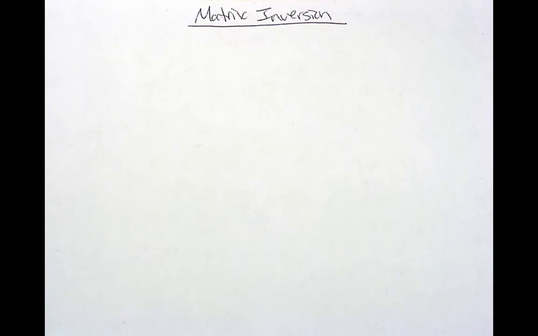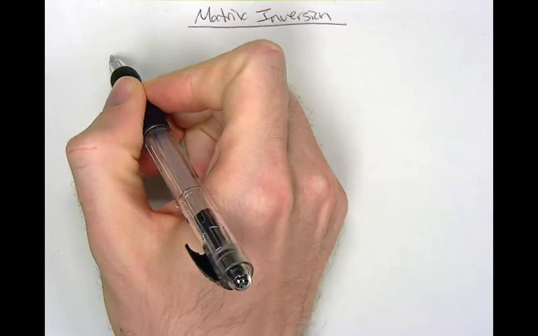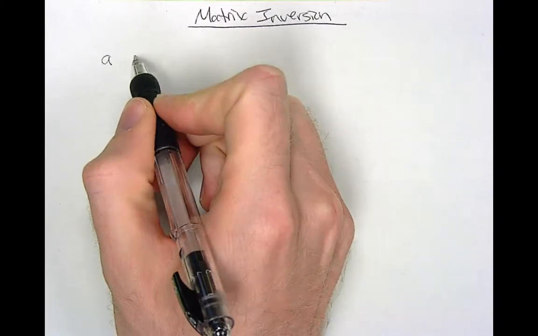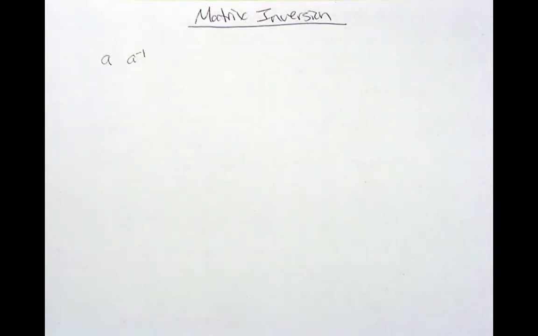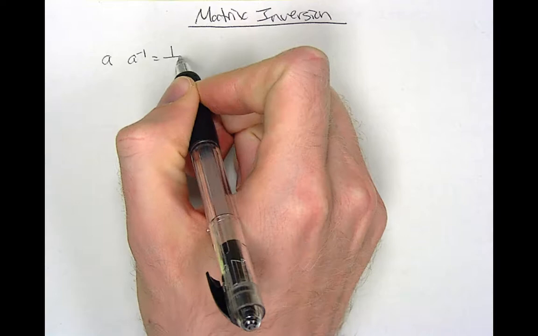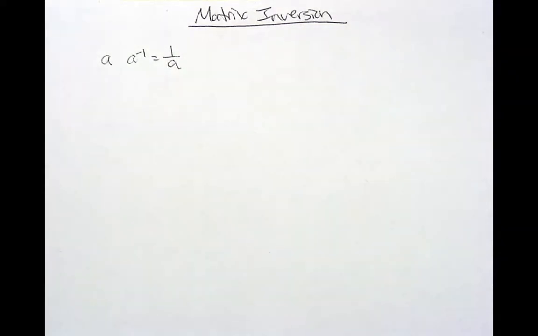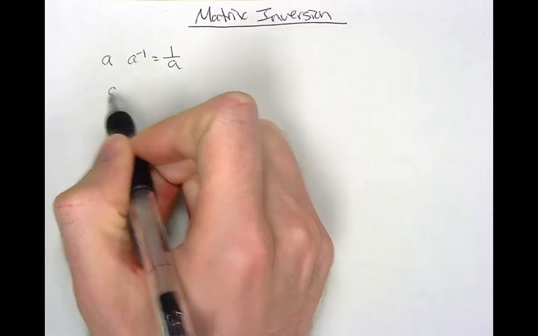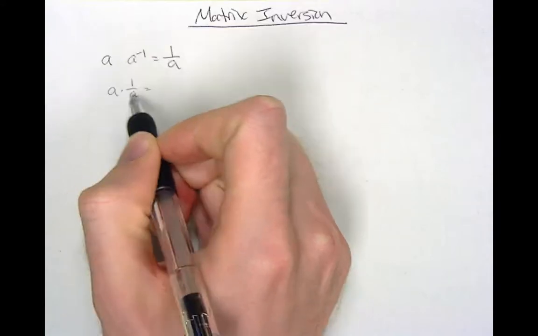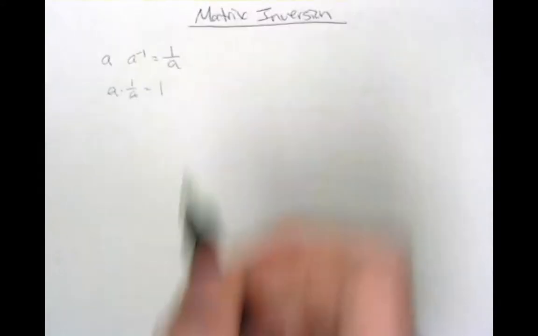For a real number a, the inverse is indicated like this, a to the negative 1 power, which is equal to 1 over a. And the product of a number and its inverse is equal to 1. We can see that a times its inverse, the a's will cancel, and it will be equal to 1.